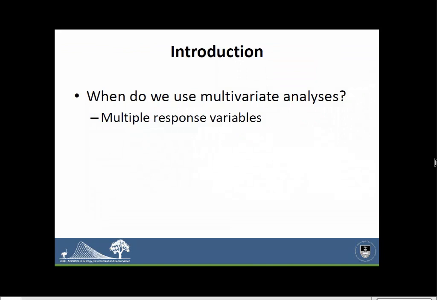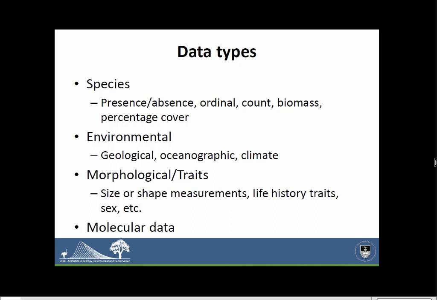So when do we use multivariate analyses? Essentially, when you have multiple response variables, right? So that can be in ecological data. There are many different types of data that would fit that description. We often collect species-related data in surveys or experiments. So you've got a species list with an abundance at each site that you sample. Abundance is kind of a broad term. It can mean many things. So we include things like presence, absence, ordinal, count data, biomass, and percentage cover.